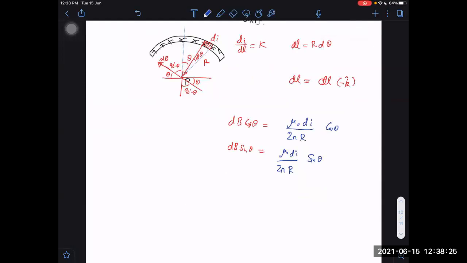Then tell me now what is the integral of dB cos theta? And which will be cancelling here, dB sin theta or dB cos theta? The dB cos theta will be negative, it will be 0 now, so dB sin theta will be remaining.